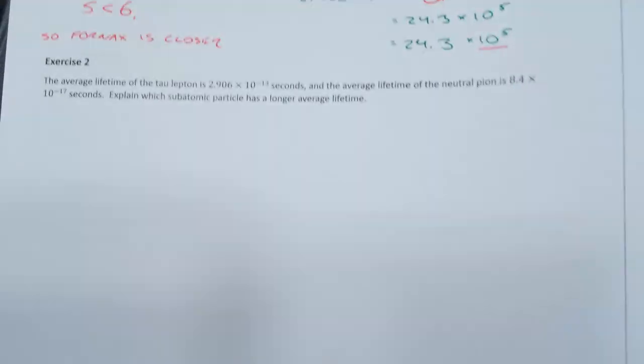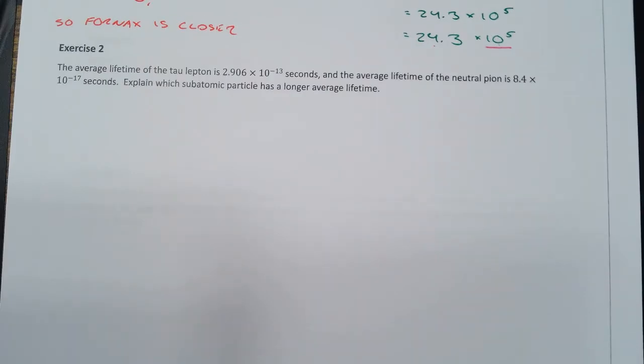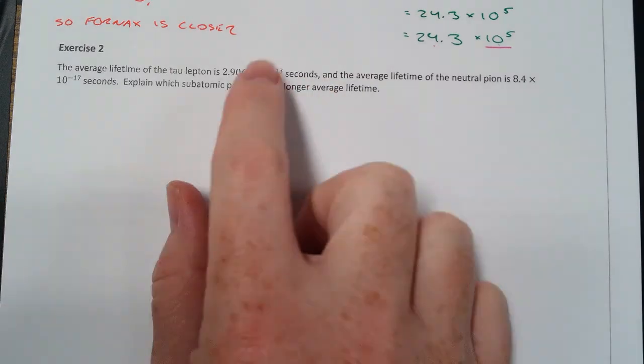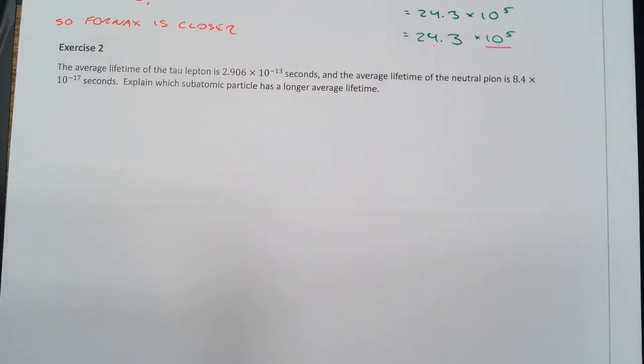Okay, let's move on to, you know what, why don't you pause the video, you try exercise 2, talking about 2 subatomic particles, and seeing which one has the longer lifetime. So you are comparing the tau lepton and the neutral pion. Which one lives longer? Which one is the greater lifetime?